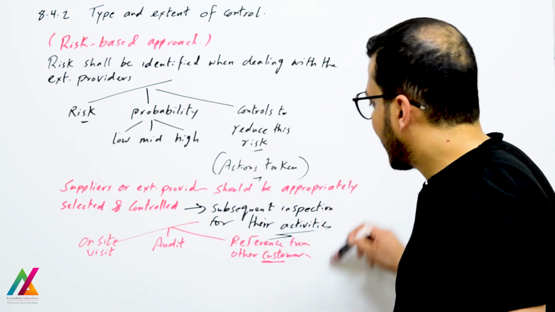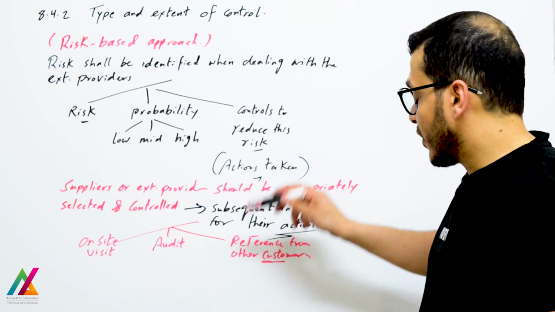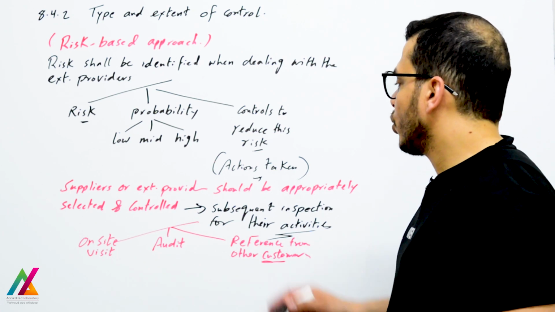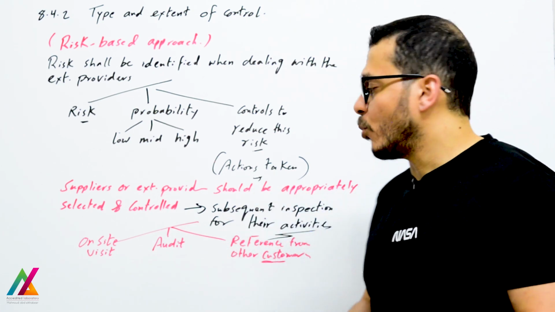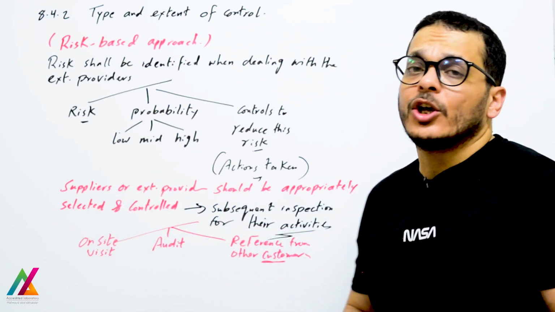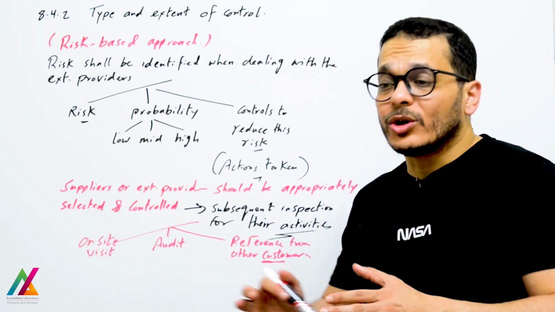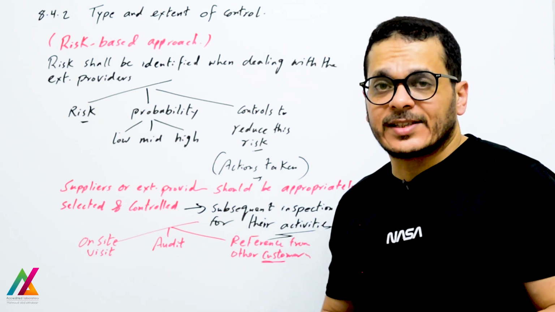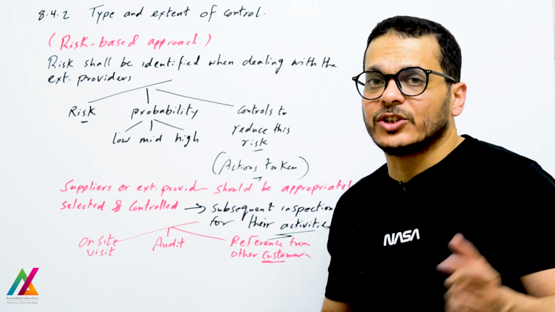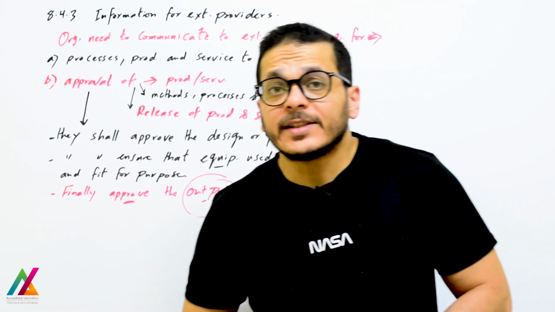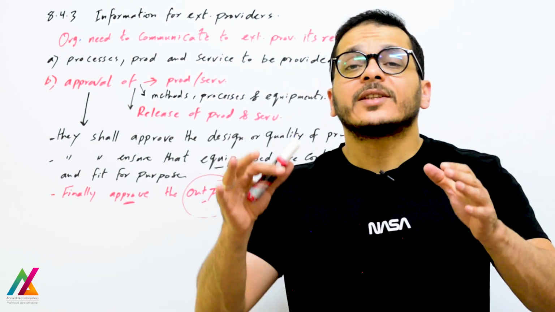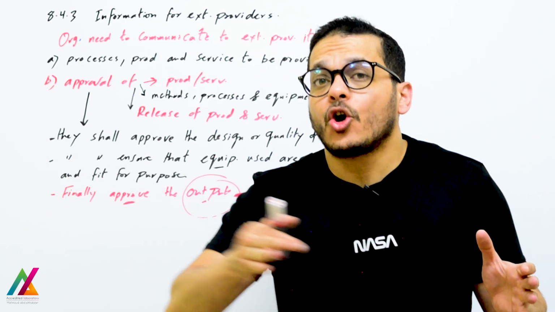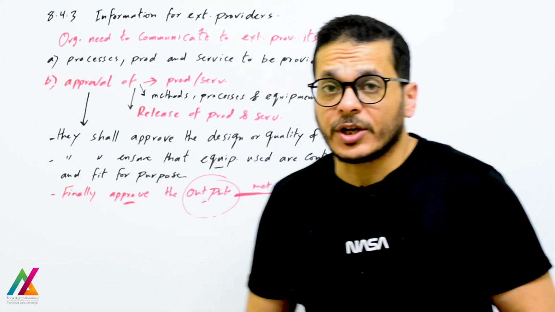You can take references from other customers to select or evaluate the external provider or supplier. When you select him, monitoring can be, as I said before, by on-site visit and also auditing all the time. So continuous monitoring and auditing for the external provider is very important, and you will have audit reports also for this. Third and last point, information for the external provider. What are the requirements you need from the external provider? These requirements shall be communicated to him to start the work.